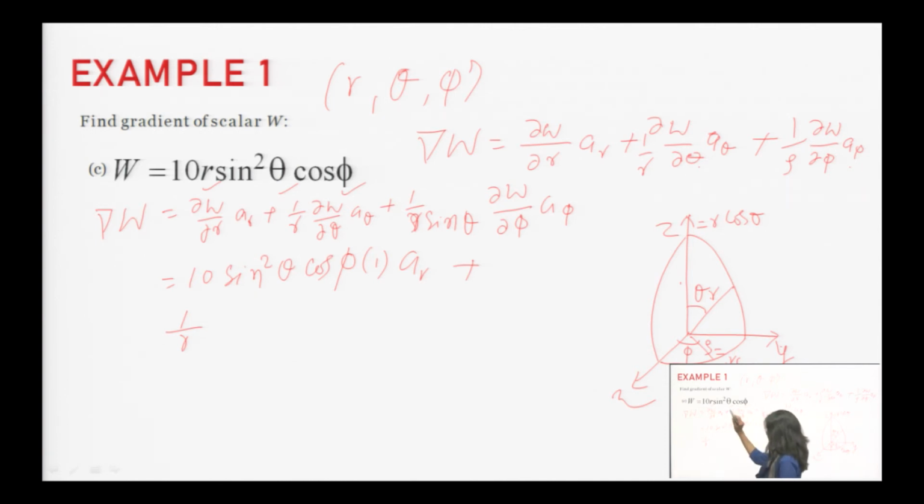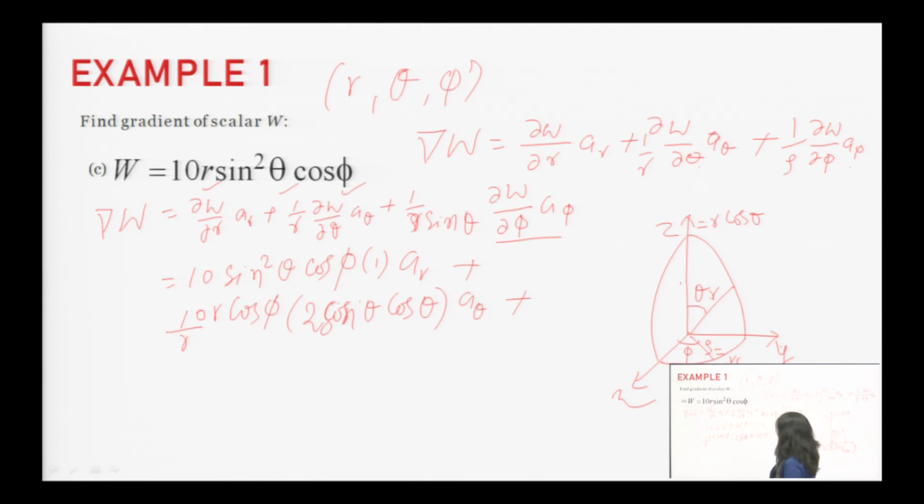Then we need to differentiate this W term with respect to theta. Except theta, everything will come as it is, that is 10 r cos phi. Now here is the sin square theta. The differentiation of sin square theta will be 2 sin theta, and the differentiation of sin theta will be cos theta. So finally we can write it as cos theta. This will be multiplied by the unit vector A theta.